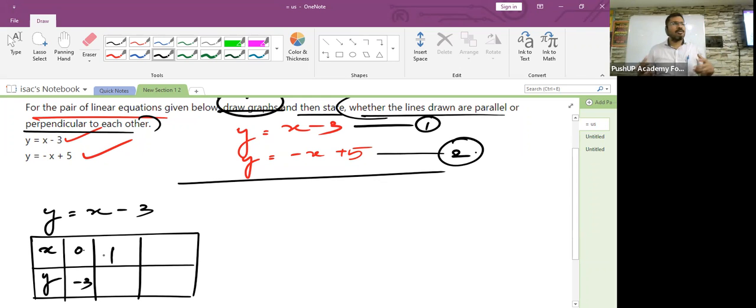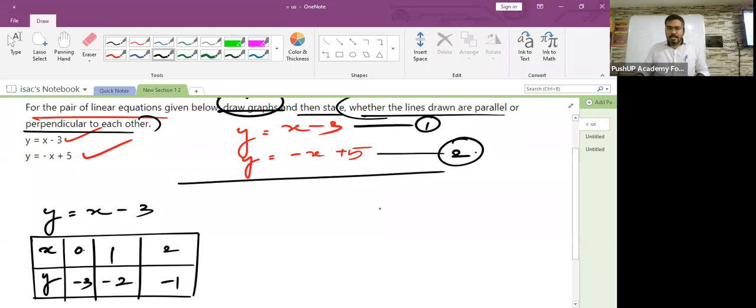Let's take the value of x as 1. Whenever there is no denominator, you don't have to think twice. Take any random value for x. Only if there is a denominator, then you will think twice. Here there are no denominators, so just be free enough to take any random value. So x is equal to 1, how much will be y? 1 minus 3, which is minus 2. Let's take the value of x as 2. So how much will be y? 2 minus 3, which is minus 1.